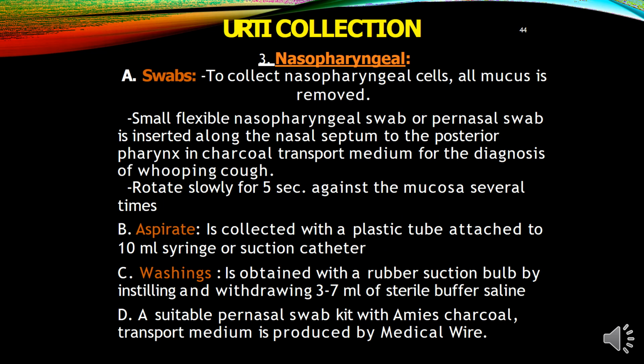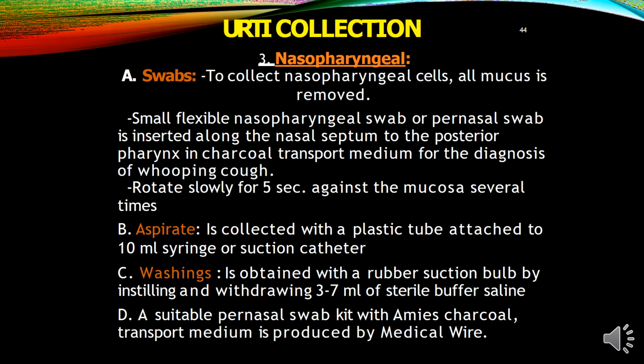Nasopharyngeal swabs. When you have to collect nasopharyngeal swabs, the nasopharyngeal cells and mucus are removed. A small flexible nasopharyngeal swab or perinasal swab is inserted along the nasal septum to the posterior pharynx in a charcoal-containing tube for the diagnosis of whooping cough. Rotate it slowly for 5 seconds against the mucosa several times.